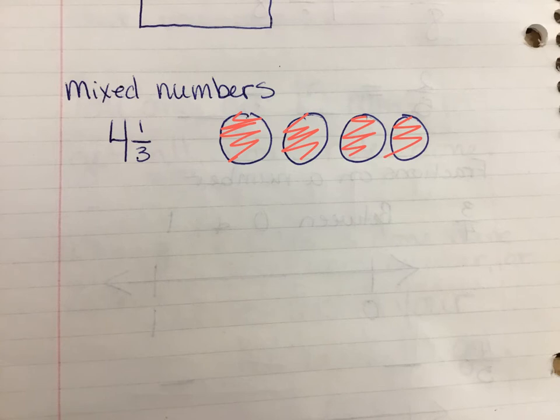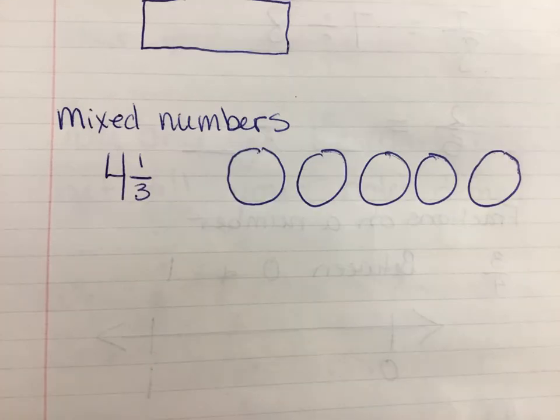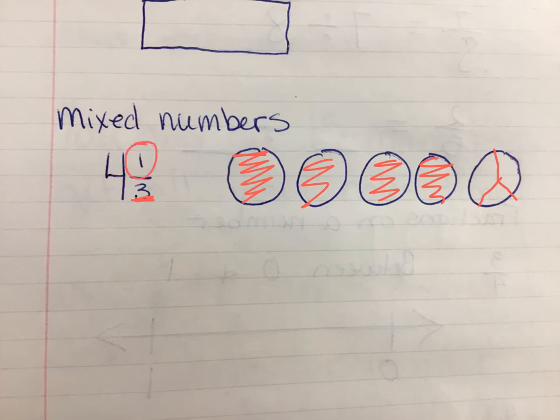So we're going to need to draw another pizza. We already covered our 4 whole pizzas. So here are our 4 whole pizzas. We drew another pizza. We're going to break that pizza into 3 because our denominator is 3, but we only have 1 as our numerator, so 1 is on top. This is a picture that shows our mixed number.